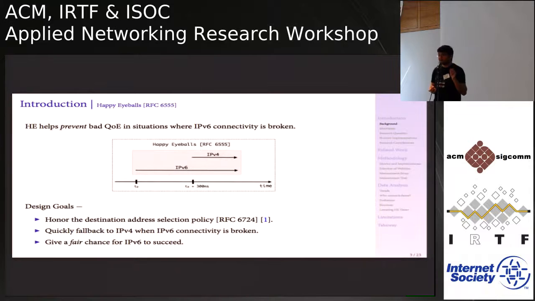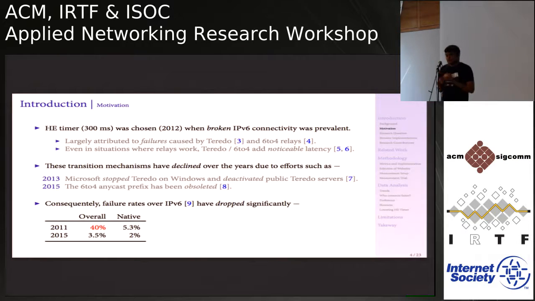Bear in mind that the RFC is described with 3 goals in mind. Number one is to honor the destination address selection policy, RFC 6724. The idea is to quickly fall back from v6 to v4 in situations where v6 is broken, and that's why you have this 300 milliseconds timer. The idea is also to give a fair chance for v6 to succeed, because we want the internet to move towards v6, and that's why the race is handicapped. Just bear in mind these 3 goals because we'll come back to them during the results. Next slide, please.